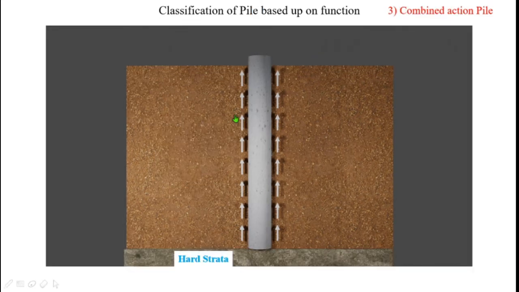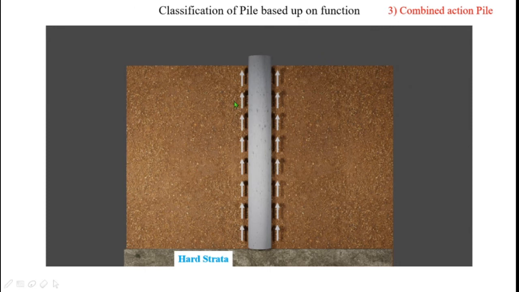Next one, combined action pile. I have not given this in the classification, but these are also a type of pile which exist. There are not many piles like this, but this is also a possibility where you have a hard strata as well as friction between pile and soil.